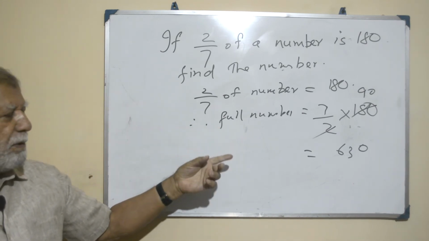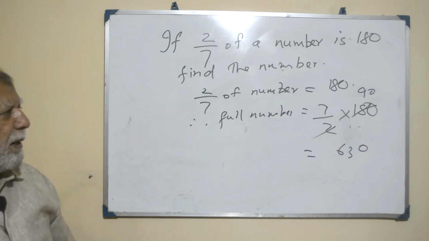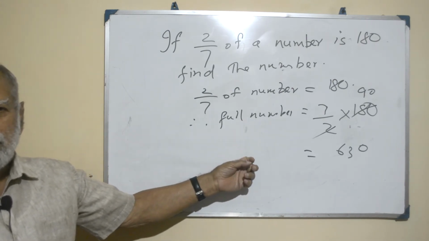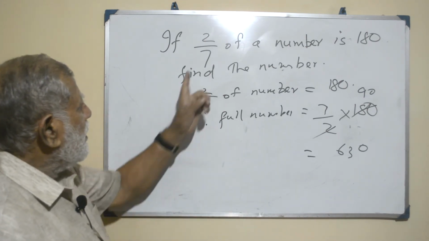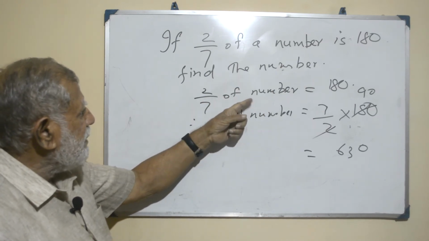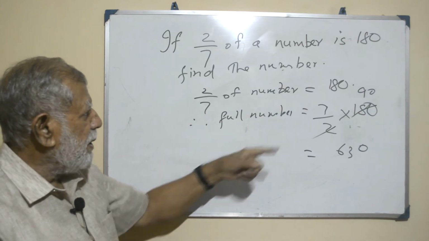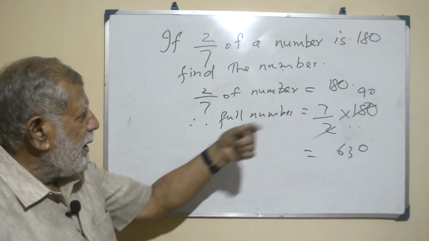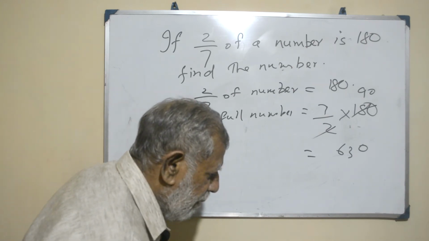We will be doing sums on this, and you can write this in your formula book as an example. I'll go through this again. 2/7 of a number is 180, find the number. So first statement is 2/7 is equal to 180. The full number is 7 upon 2 into 180. So cancel 2 and 180. So 90 into 7 is 630. We'll take one more example.